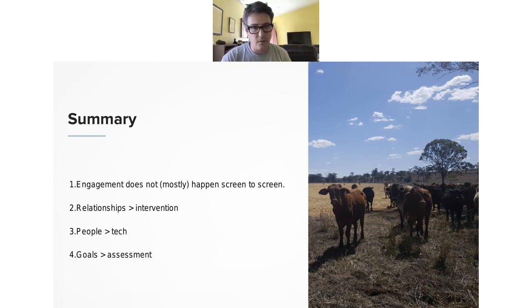And lastly, goals over assessment. So remember that your assessment should be guided by the goals. That's how you're going to get the best results and the best engagement, because if you assess and say, hey, here's the problem, the family might just completely back away and think this person doesn't know our situation at all.